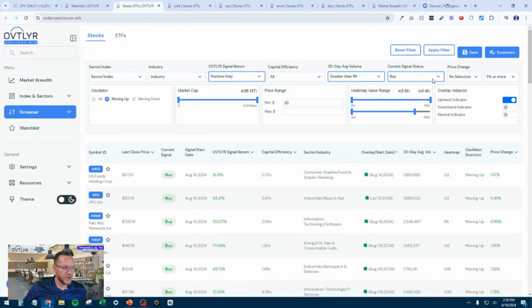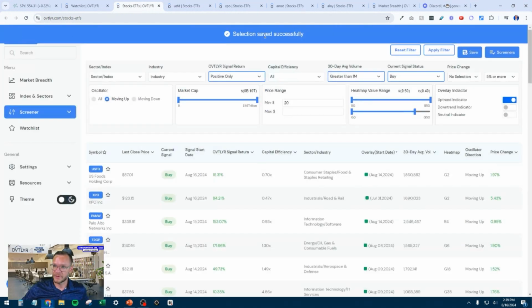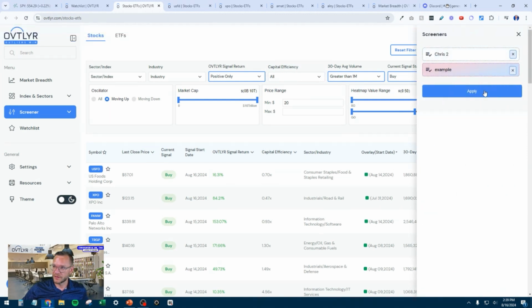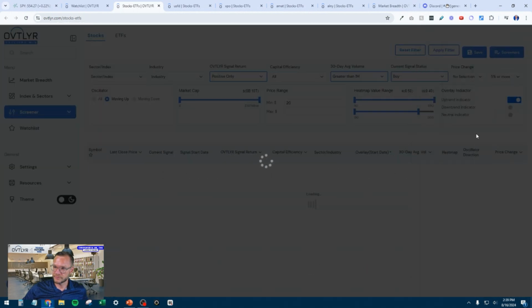And so whenever you find one that you like, just hit save, type in whatever, for example, "example." Selection saves successfully. Then you can go over here to your screeners. You can see Chris 2, you can see example. So we'll go to Chris 2. And it honestly should give you the exact same results. So isn't that cool, right?